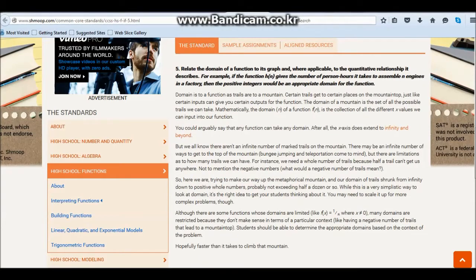FIF5. Relate the domain of a function to its graph and, where applicable, to the quantitative relationship it describes. For example, if the function h(n) gives the number of person-hours it takes to assemble n engines in a factory, then the positive integers would be an appropriate domain for the function.